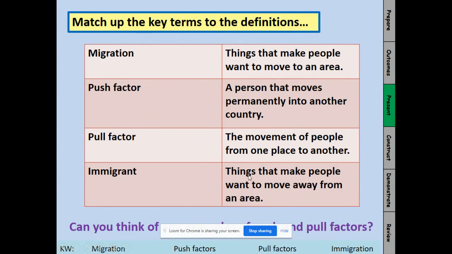So push factor, things that make people want to move away from an area. Pull factor is up here. Things that make people want to move to an area. They're pulling them in. They're dragging them in.